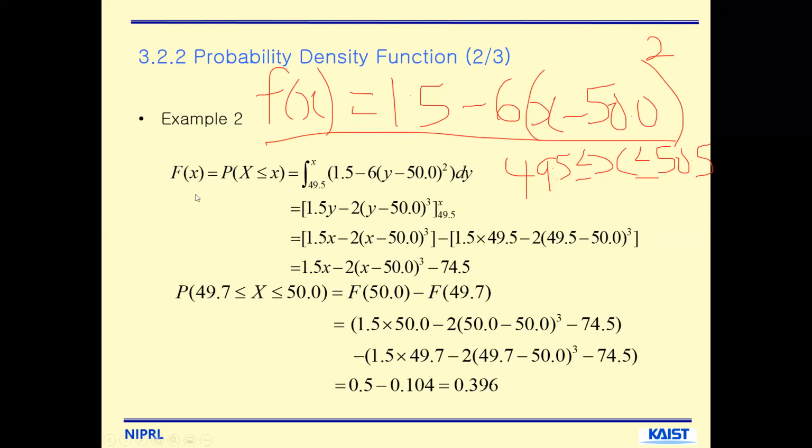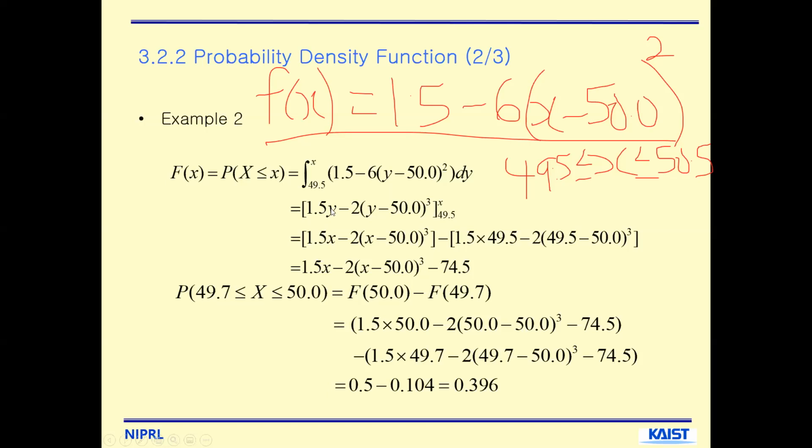Okay, and they ask you to find the CDF. If you want to find the CDF, you need to use the lower part of the range specified for x. Anywhere I see x here, I'm going to change it to y, because don't forget, I'm integrating from 49.5 to x. Can you see that now?